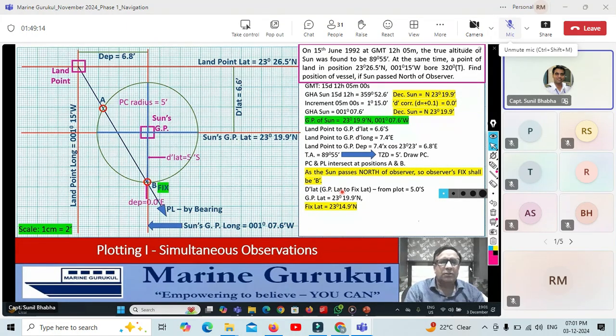What do we see about the departure? The fix lies on the meridian of the sun's GP. So departure from there is 0. Therefore, D long is also 0. And therefore, the fix longitude is the same as the longitude of the GP of the sun, which is 001 degrees 07.6 minutes west. And therefore now the coordinates of the fix are 23 degrees 14.9 minutes north, 001 degrees 07.6 minutes west.